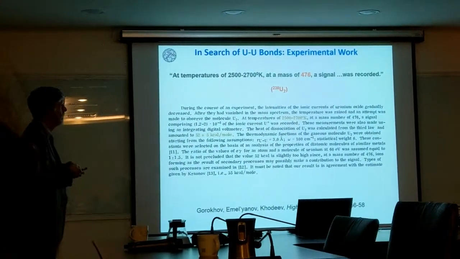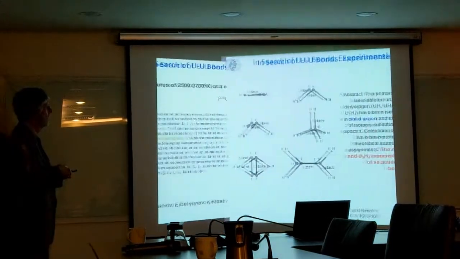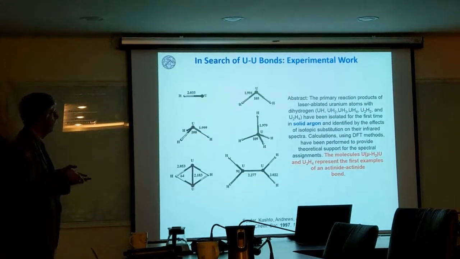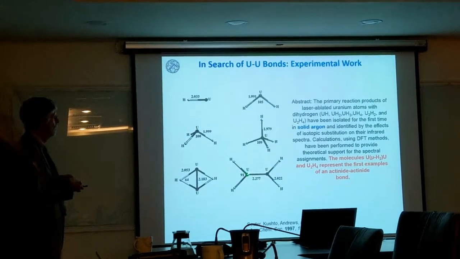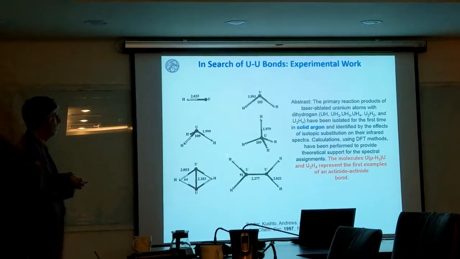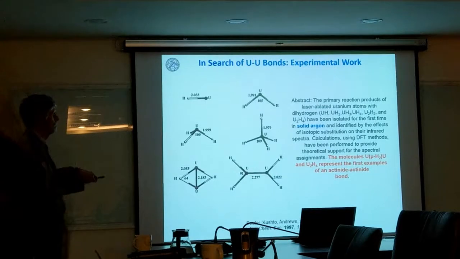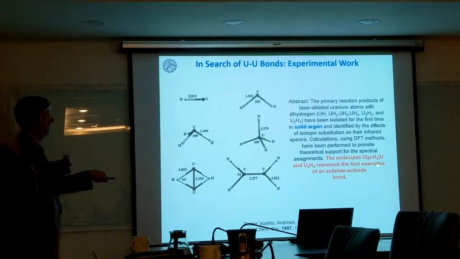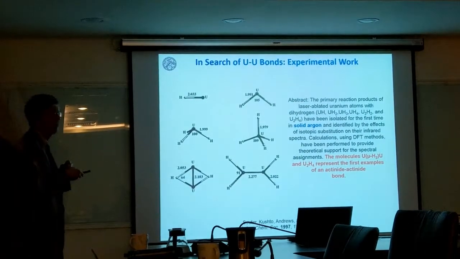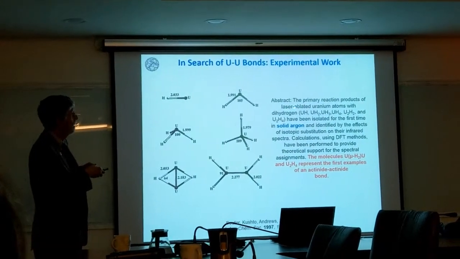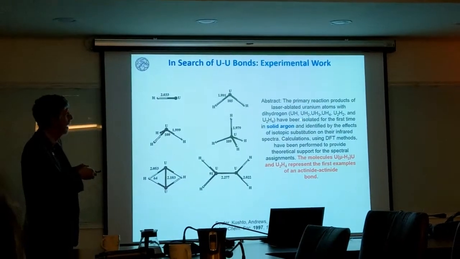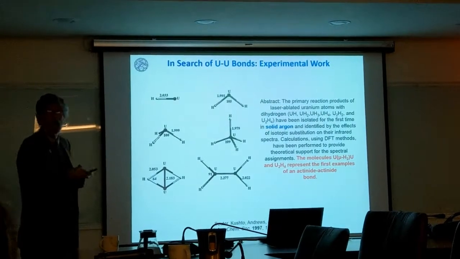Everything else is calculated. Now, other work experimentally by Soldier and so on, this is 97, they claim that they have done a uranium with hydrogens connected, and that this represents the first example of an actinide bond. How did they make this? They made it using laser ablation of uranium atoms with dihydrogen in a solid argon.